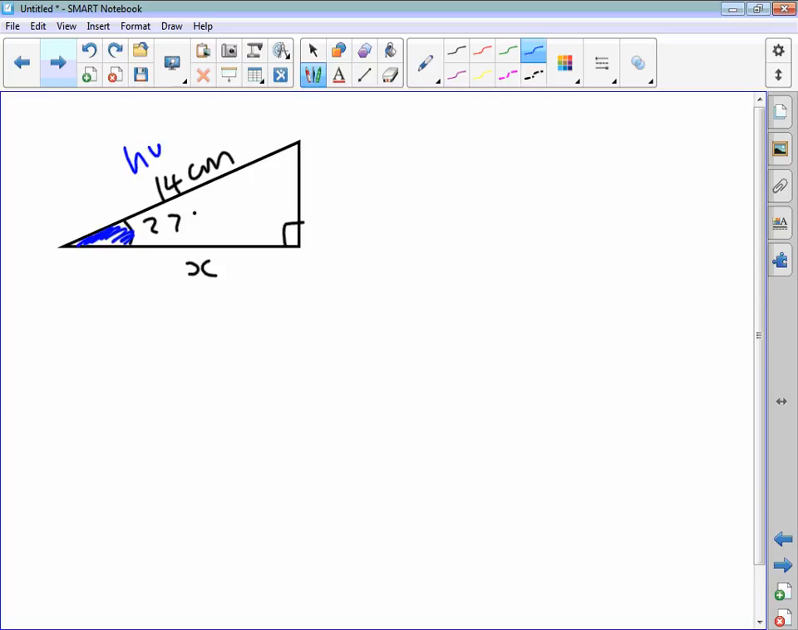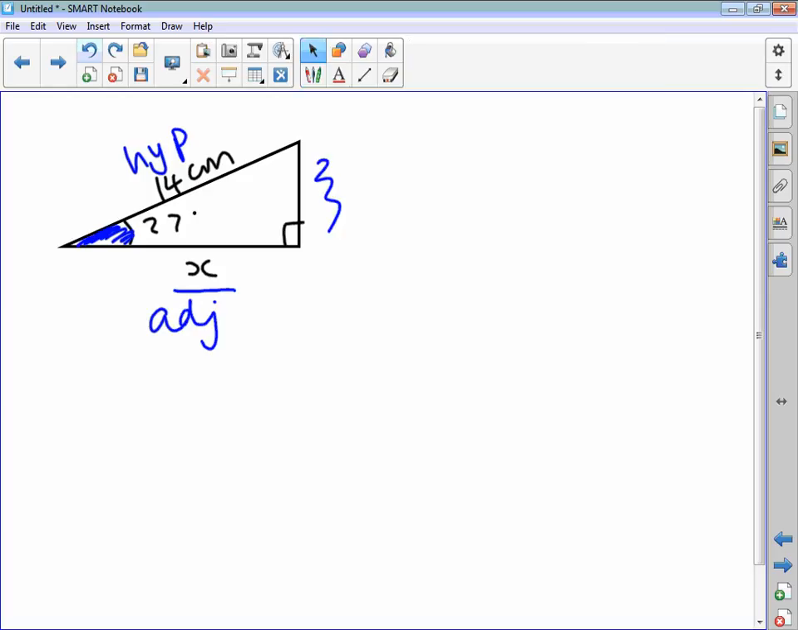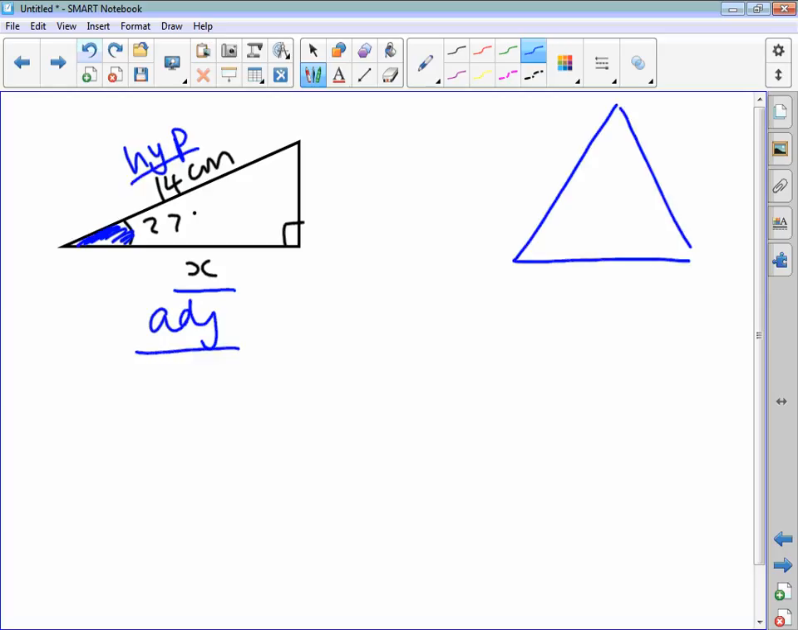Again, we need to label the sides that we've got in relation to this angle here. This side here is the hypotenuse, and this side here is next door to this angle. It shares a side with this angle, so that side is called the adjacent. This other side isn't labelled. So we've got the adjacent and the hypotenuse, which means we're going to use cosine. So cosine of the angle is equal to the adjacent divided by the hypotenuse.